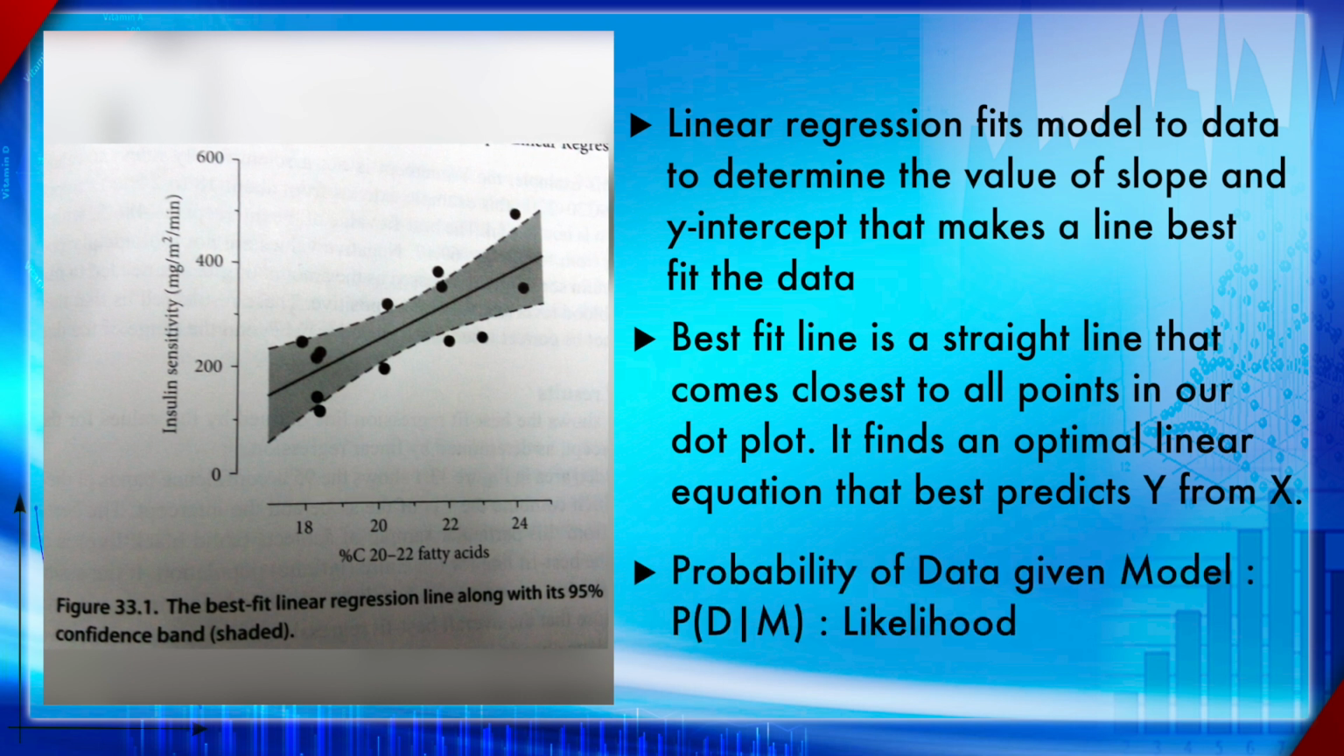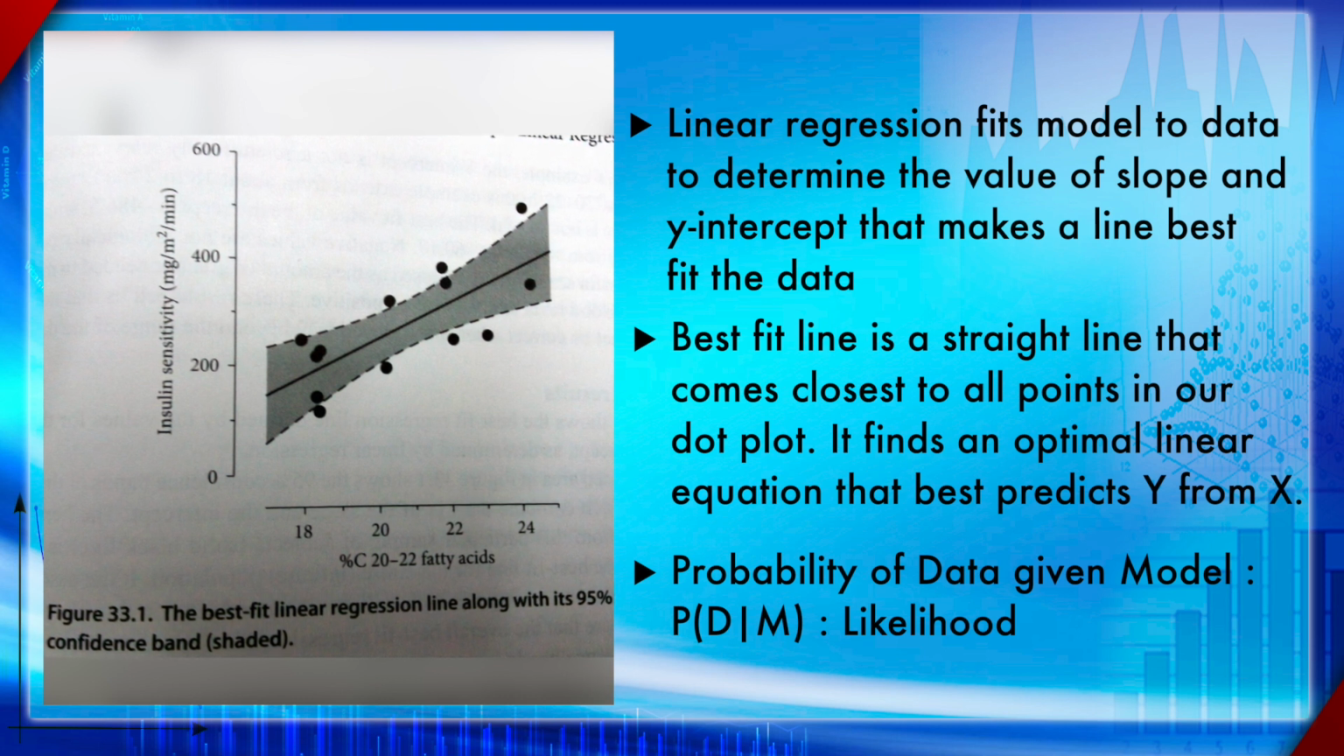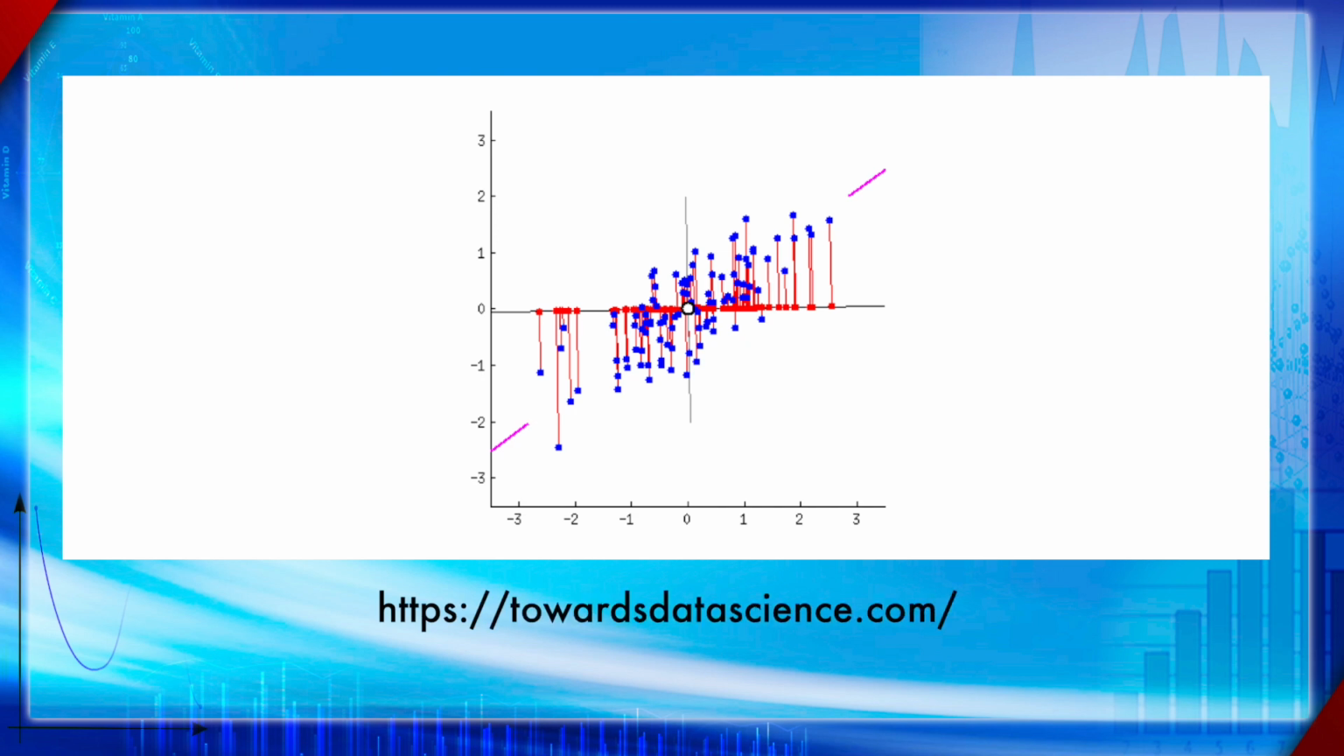It is nothing but the probability of data given the model, or probability of D given model, which is also known as likelihood. So regression is an example of a likelihood estimate. As you can see in this graphic, you can draw a number of linear equation models, out of which only one is perfect.